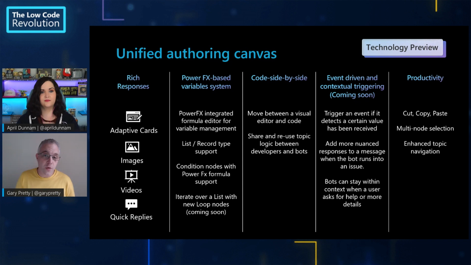We're enabling you to code side by side, so between the visual editor and the YAML that sits behind your topic. That means that you can now share parts of your topics or even entire topics between bots and between developers incredibly easily, simply by copying and pasting that code. And then later on, we'll be delivering event-driven and contextual triggers.